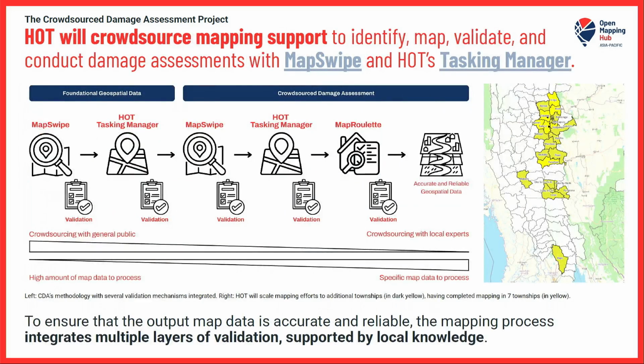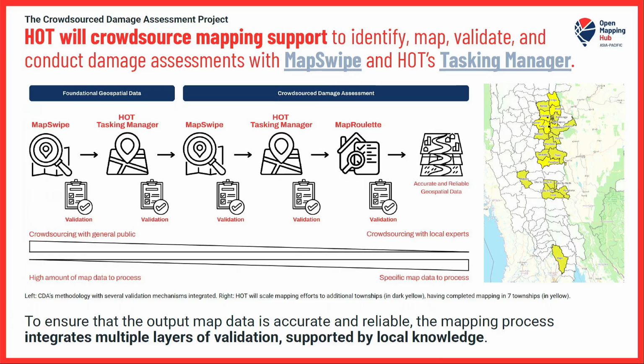So overall, this is the methodology of our CDA. First, we open a project of building identification in MapSwipe. If you are familiar with MapSwipe, you just swipe on a tile and identify if that particular tile has a building or not. So it's that easy to use.